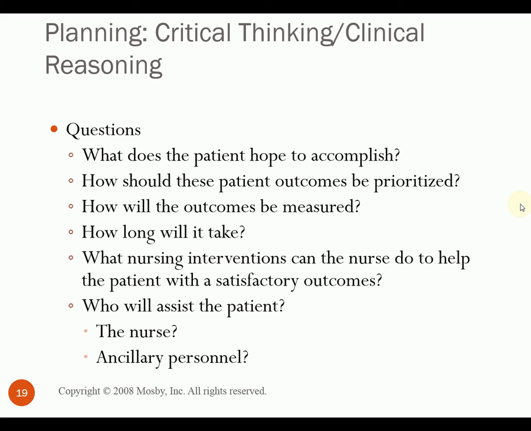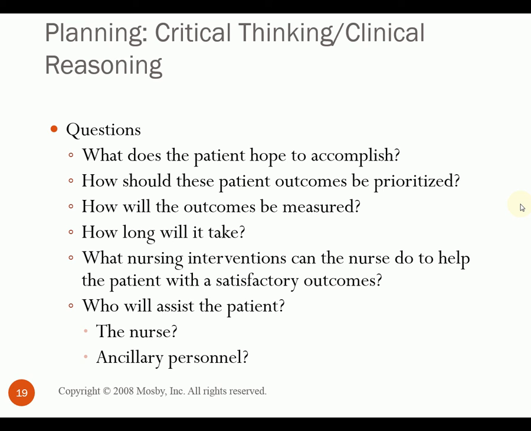Does your surgery patient hope to be able to get out of bed and begin to ambulate and get back into their activities of daily living? So what does this patient hope to accomplish? How should these patient outcomes be prioritized? So, the patient wants to do 1, 2, 3 things. Which things should be done first? Which things should be done second? How should we prioritize those?